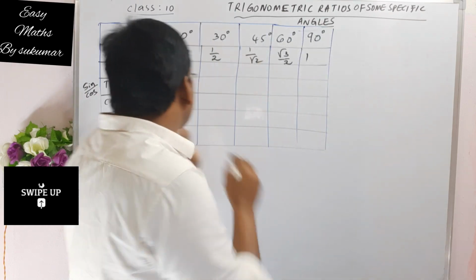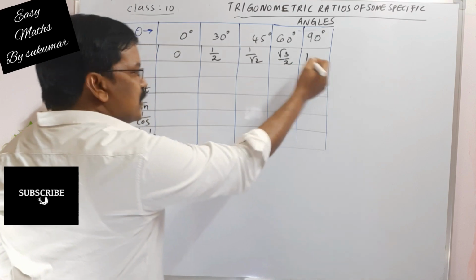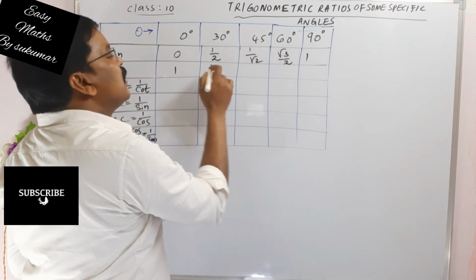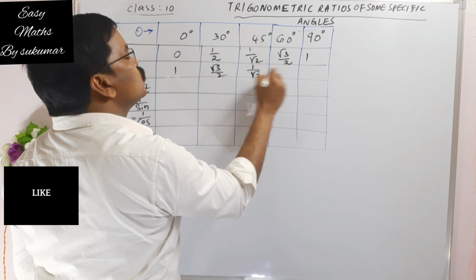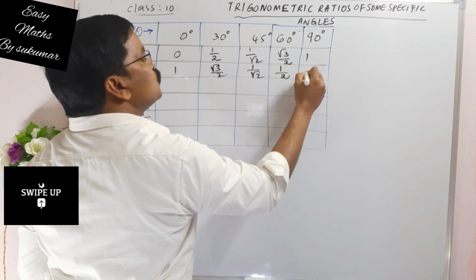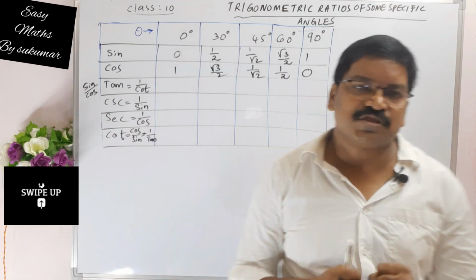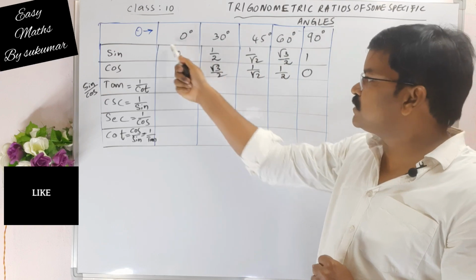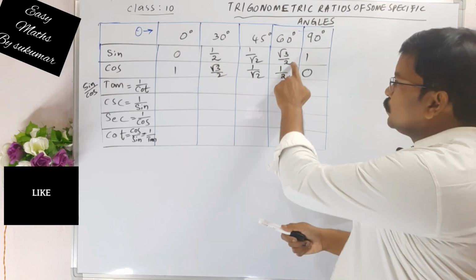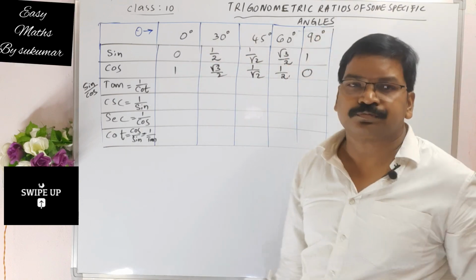Okay, my dear students. Coming to cos or cosine, just write from the last: 1, after that root 3 by 2, after that 1 by root 2, next 1 by 2, and the last one is 0. What I did here, to write the cos values, is just start from last to first. That means 1, root 3 by 2, 1 by root 2, 1 by 2, 0.